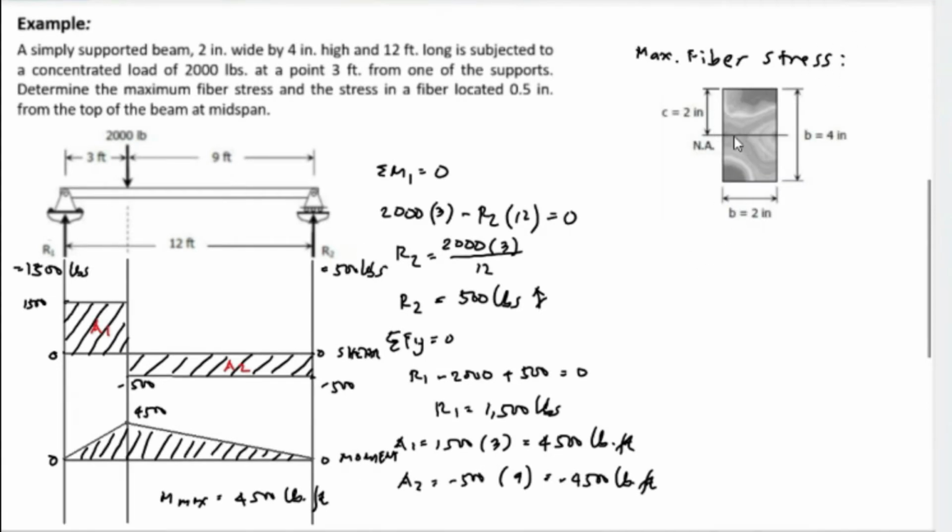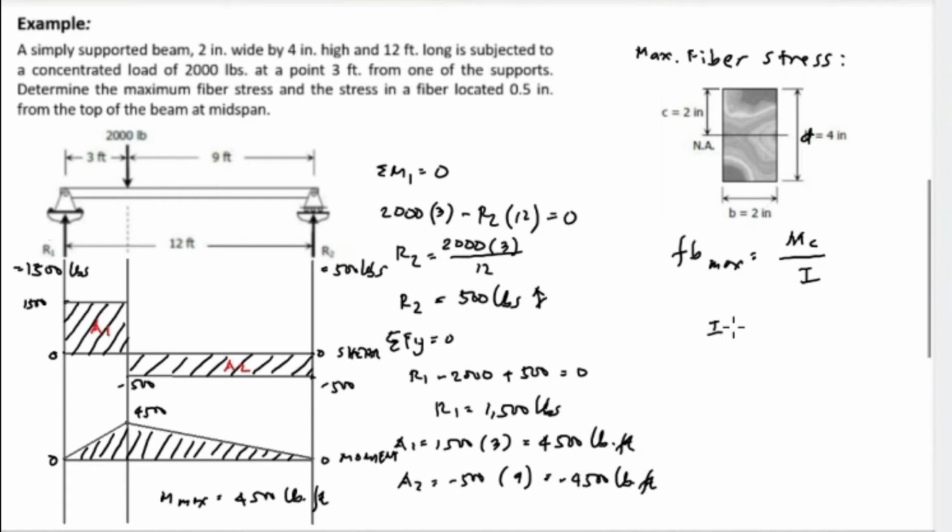So we have the maximum fiber stress, and based on the beam size, we have the base, which is 2 inches, and the depth, which is 4 inches. C is 1/2 of the depth, and it is equivalent to 2 inches, and this will be the value for C. So C is equal to 2 inches from the neutral axis to the top of the beam. And the formula for F sub B maximum is equal to MC over I. So we need to find the value for I.